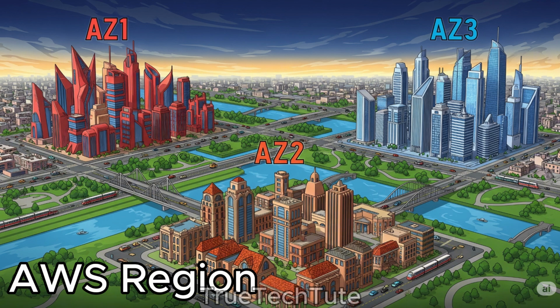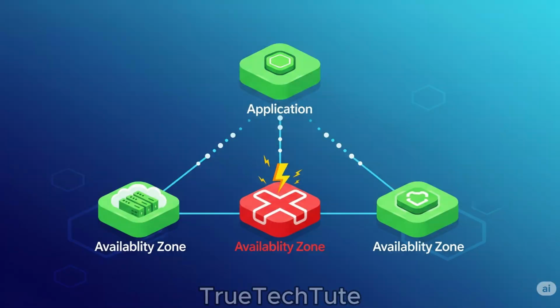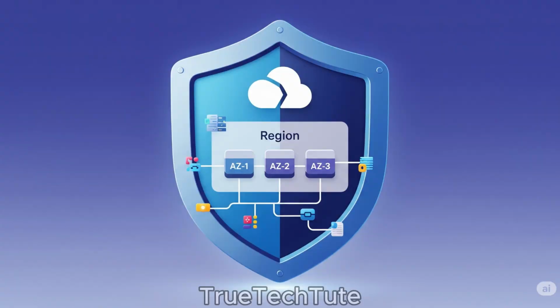Why does this matter? It's all about making sure your application never goes down. If one availability zone, one neighborhood, has a power outage or a problem, your application can still run perfectly in another availability zone within the same region. This design is the core of how AWS provides its high level of reliability.